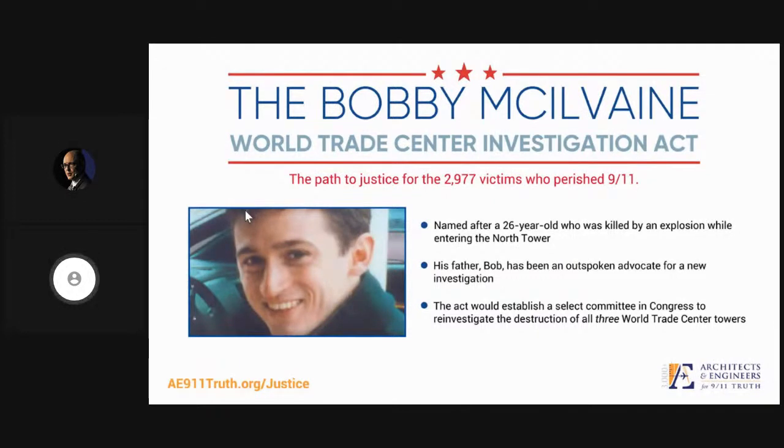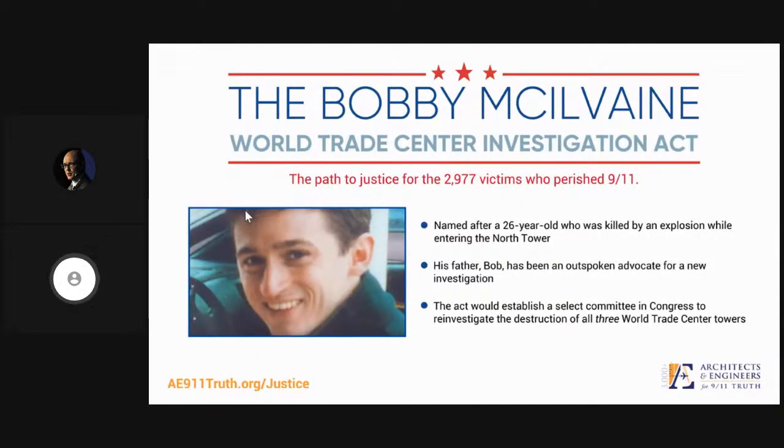All right, we're getting some gremlins today on my end, but this is Bobby McIlvaine. He was in the North Tower the morning of the September 11th attacks. He was killed by an explosion as he was entering that building. And of course, by the nature of how he died, we have serious questions about how these towers actually came down. So we've named this legislation after him. It's called the Bobby McIlvaine World Trade Center Investigation Act, and it is exactly what it says there. It's the path to justice for the almost 3,000 people who died on that terrible day.